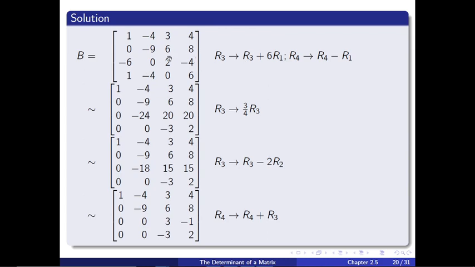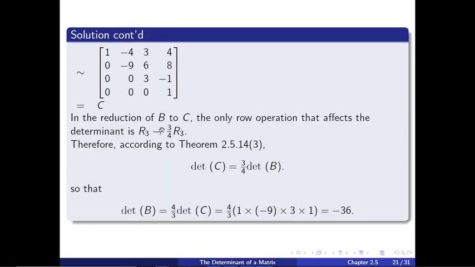Here we make that a 0, we make that a 0 using these ones, and then we scale this R3, and then we do more row operations, and we end up with a matrix in row echelon form, right?